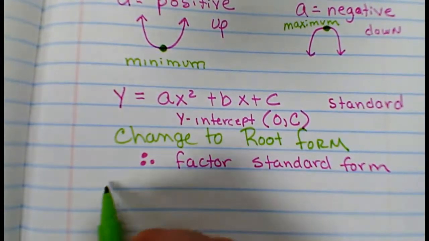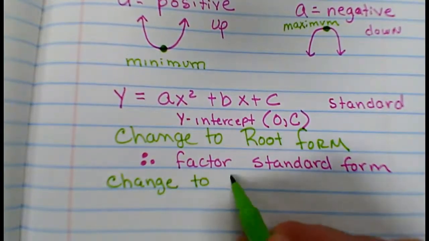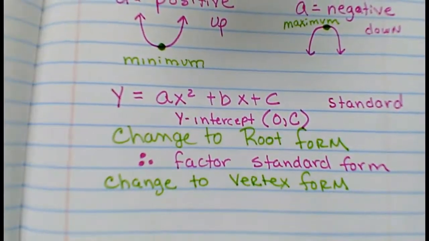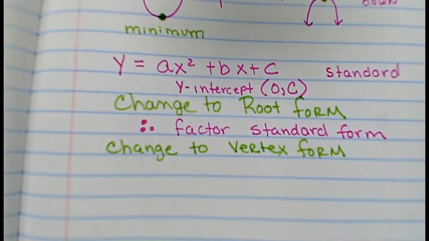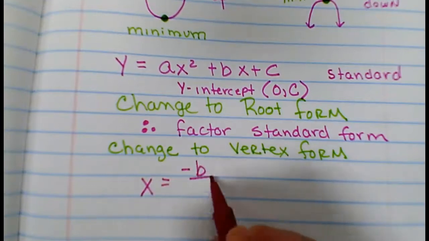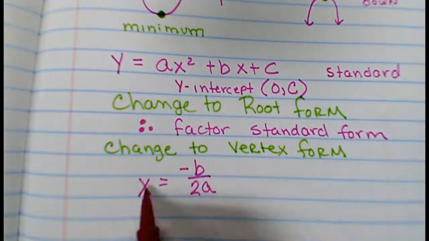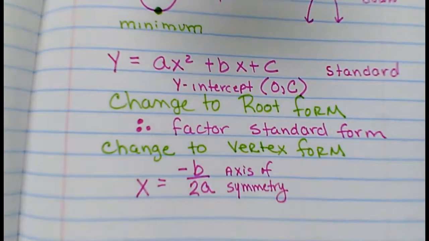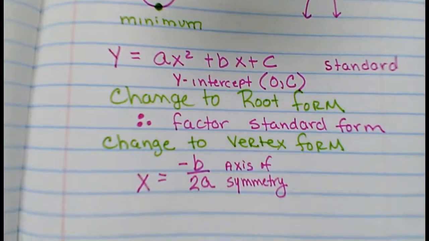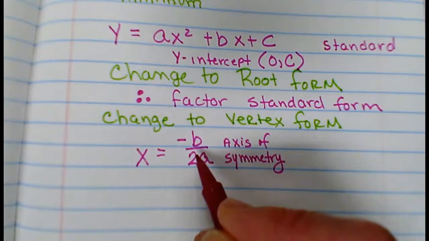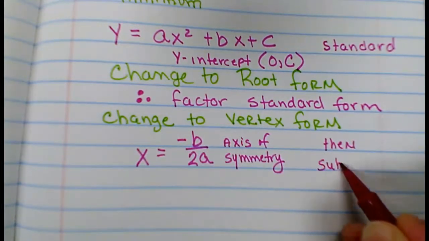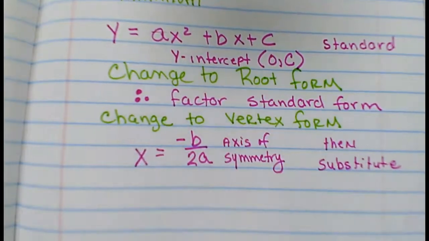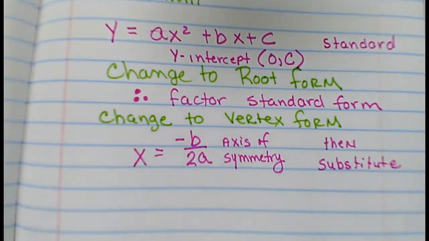If you are in standard form, how do you change to a vertex form? There's a little equation you need to remember. What is the little equation or formula that you need to remember? And this gives you the axis of symmetry. But the vertex point is on the axis of symmetry. After you do this, what do you do next? Whatever that number is, you substitute it into that equation and solve it for y to get the vertex point.